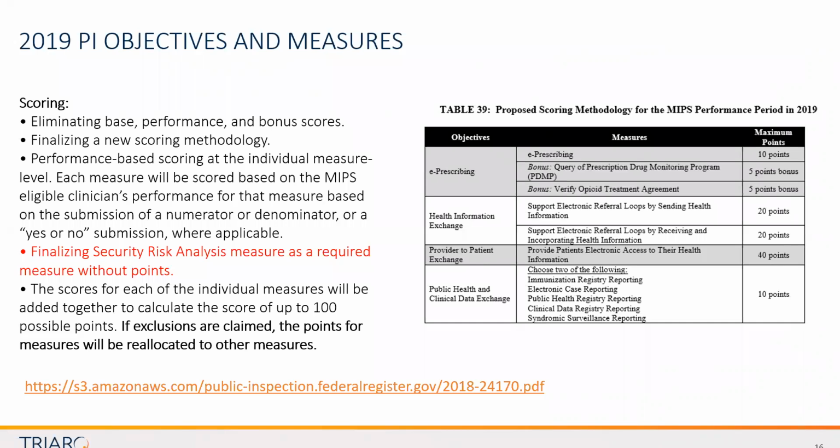Each measure will be scored based on the MIPS eligible clinician's performance for that measure based on submission of a numerator and denominator, or a yes or no submission. Finalizing that the security risk analysis is required, but it's not going to be a measure where you check a box. And then the scores for each of the measures will be added together to calculate the score of up to 100 possible points. And if exclusions are claimed, the points will be reallocated.